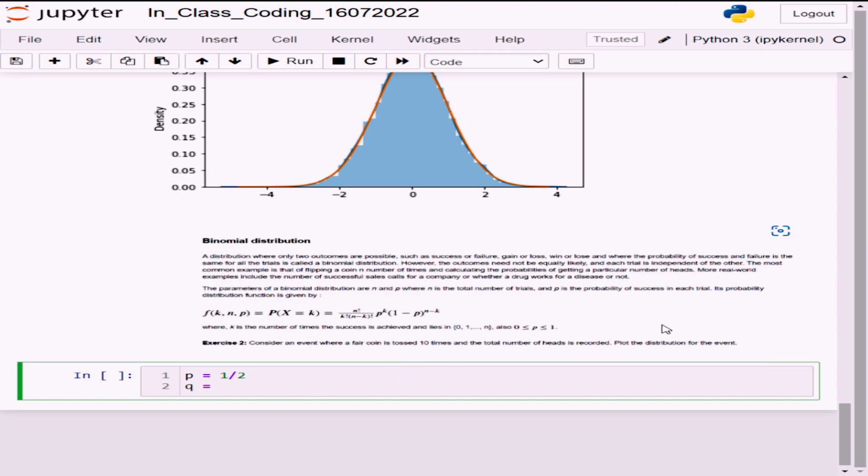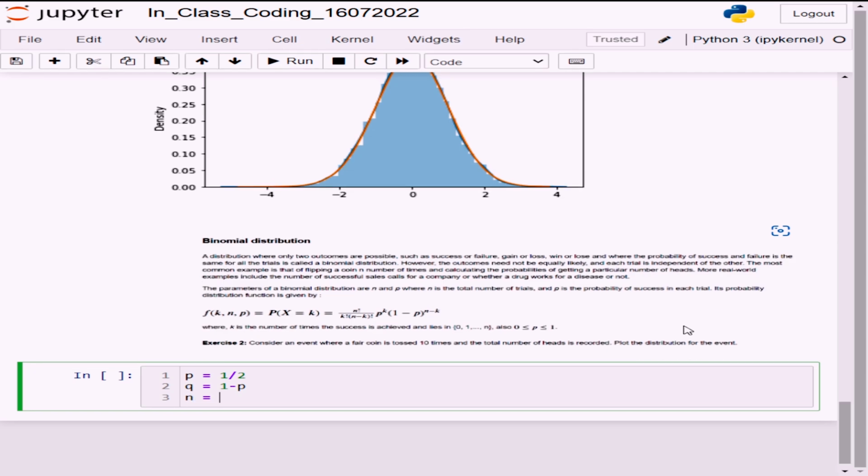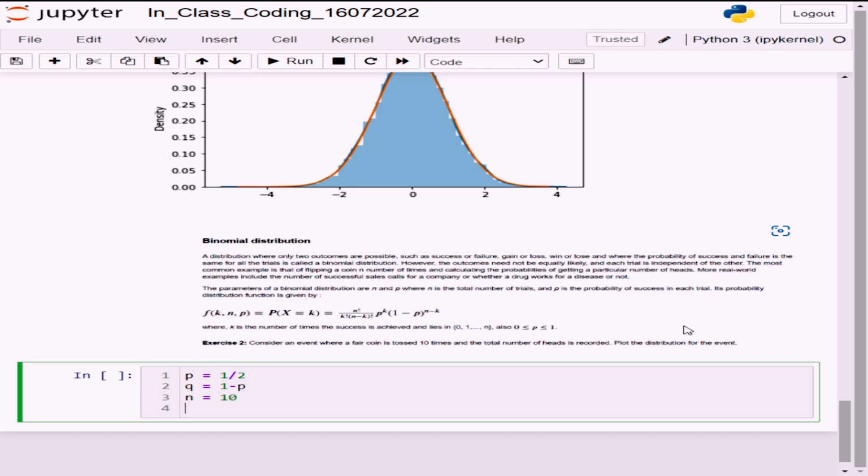Q is equal to 1 minus p. Then the number of times you want to toss the coin, let me call it 10. Again I'll use the same two approaches we did for the previous case, but I will not stop in the middle. I'll do it completely, then run it. First approach: use a built-in function, create the data, and that is one plot. Then we will plot using the second method, where we create the same thing using the equation given. Both will be done here.